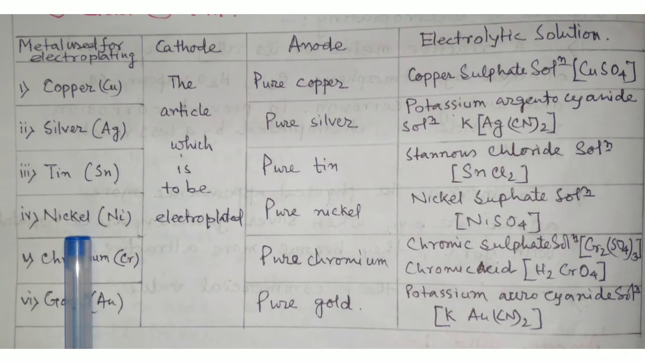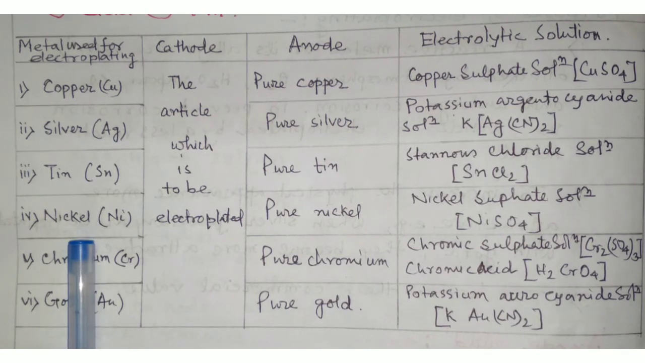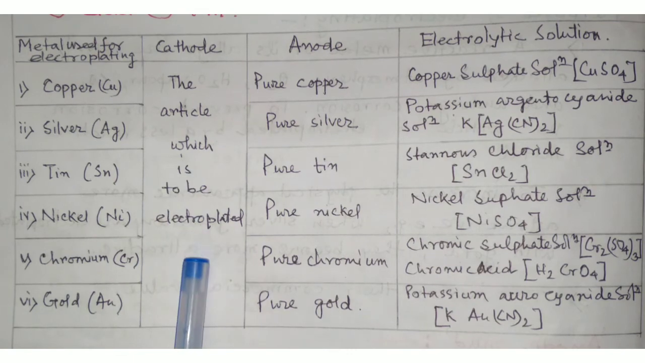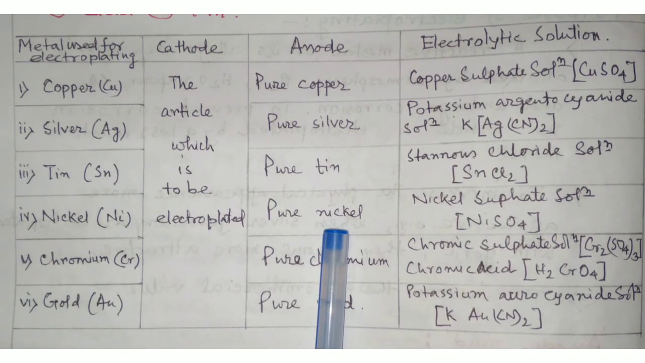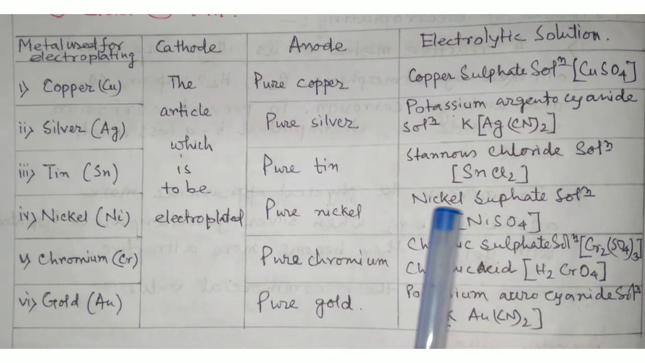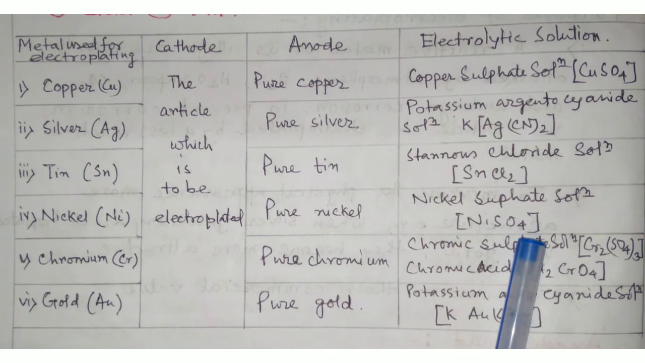When you use nickel for electroplating, the article which is to be electroplated is used as cathode, pure nickel is used as anode, and nickel sulfate solution, NiSO4, is used as electrolytic solution.